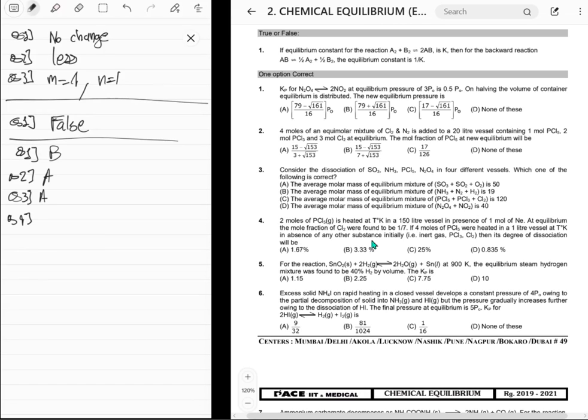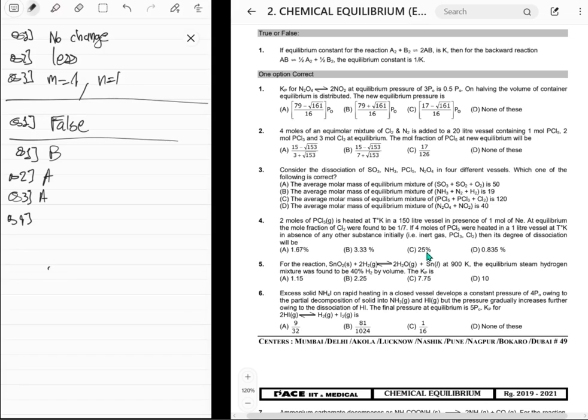If 4 moles of PCl5 were heated in a 1 liter vessel in absence of any other substance initially, then its degree of dissociation will be? Right, so we can find out what Kc is from this thing, right?